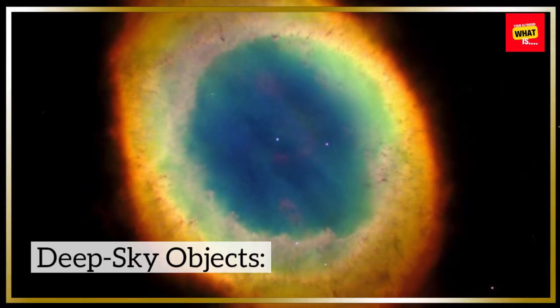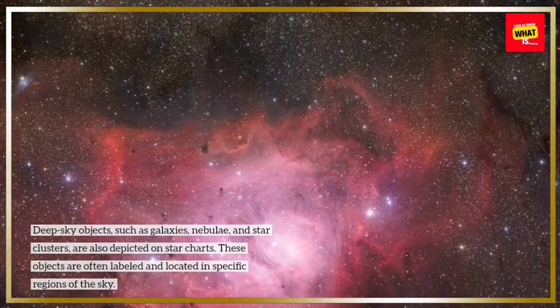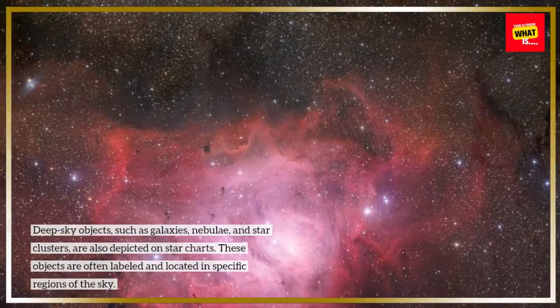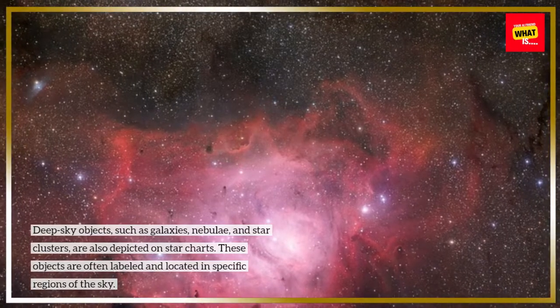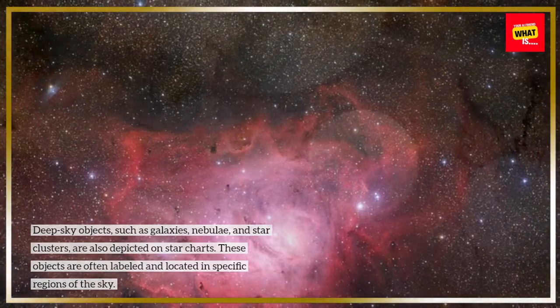Deep sky objects. Deep sky objects, such as galaxies, nebulae, and star clusters, are also depicted on star charts. These objects are often labeled and located in specific regions of the sky.